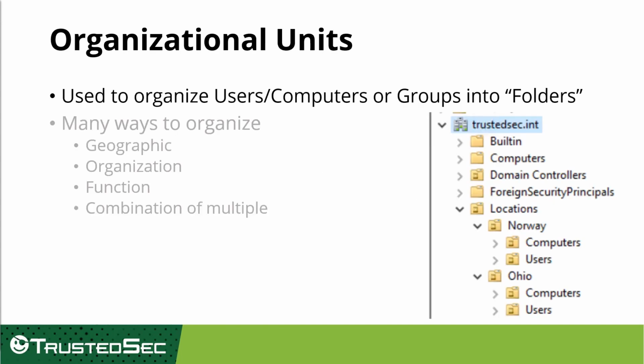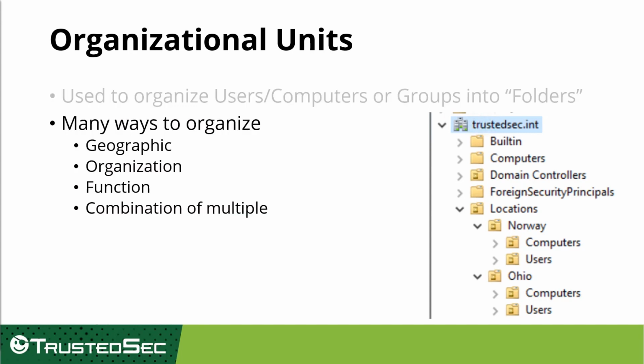Organizational units are used to organize Active Directory objects into something that looks like a folder. Organizational units are often shortened as OU. There are many strategies to organize the OU structure. Some prefer geographic, some organizational structure, and some by function. Some even combine the different structures.